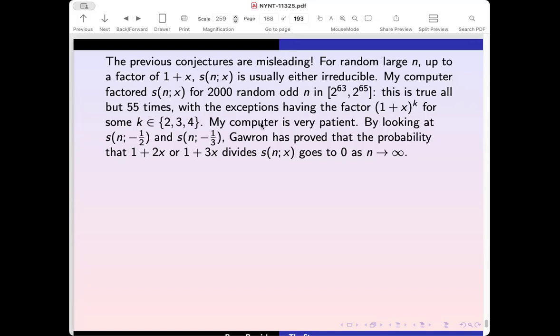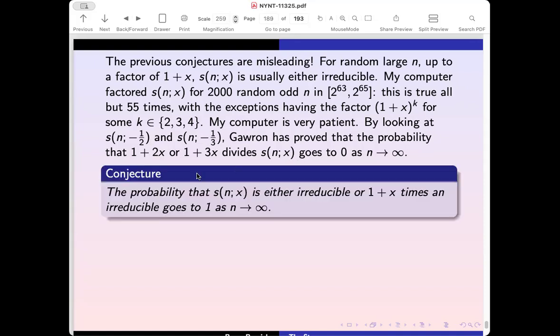Now, I should say, by looking at these values, Gowers proved that the probability that 1 plus 2x or 1 plus 3x divides Sn of x goes to 0 as n goes to infinity. My conjecture is that the probability that Sn is either irreducible or 1 plus x times an irreducible goes to 1 as n goes to infinity. This is stronger than saying that any particular factor occurs with density 0.